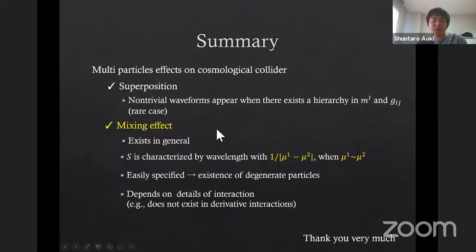And for the mixing effect, I have to stress this kind of effect exists in general. We found that the total shape function is characterized by the large wavelengths, which is given by the inverse of the mass difference when the masses are degenerate. And also we found that this kind of structure can be easily specified, so it can be a proof of existence of degenerate particles. For the final comment, I didn't touch on it. So let me stop here and thank you very much.